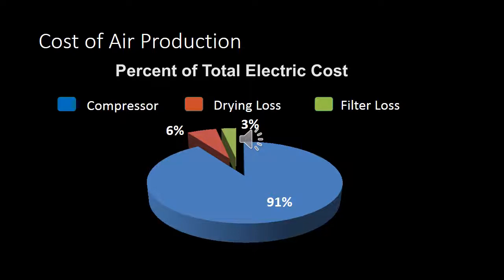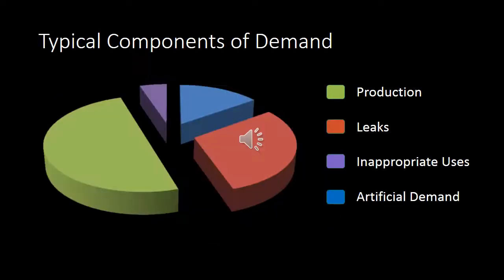This chart shows an approximate breakdown of cost for air production, drying and filtering on the supply side of a compressed air system when brand new and in steady, efficient operation. As the system deviates from design load or requires maintenance, the percentages will change and then the cost of compressed air increases dramatically. There are 4 categories of system demand: actual production needs, leaks, inappropriate uses, and artificial demand.